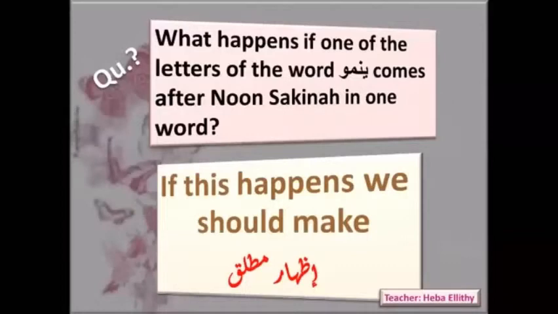What happened? If this has happened, we should make something called الإظهار مطلق. Clear noon. And why it's مطلق? Because no one in all readers, no one in the whole world, no word in the Quran we have noon sakina followed by one of the yanmu letters or yumin letters, we make idgham on it. Never we have that. We make it clear.